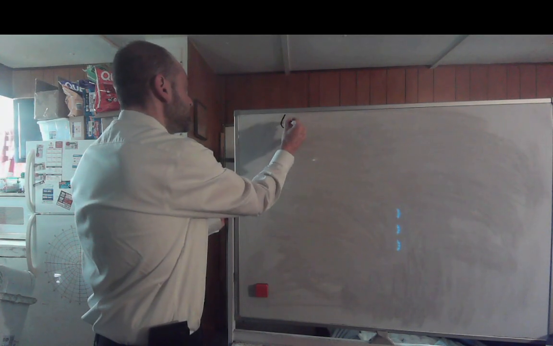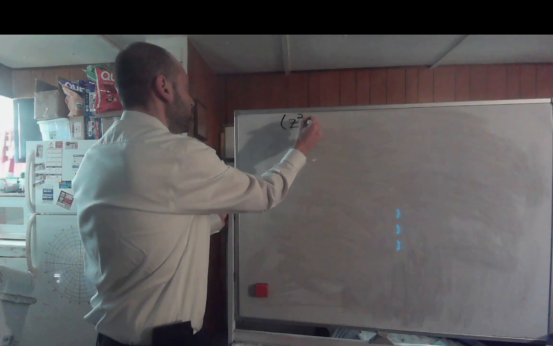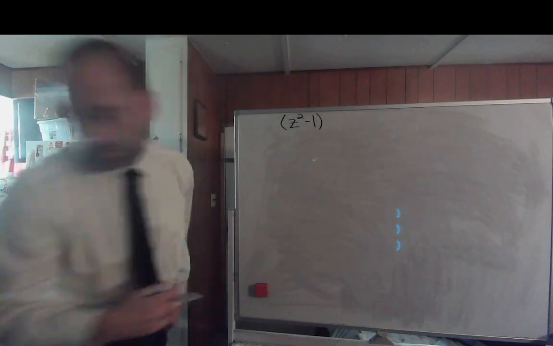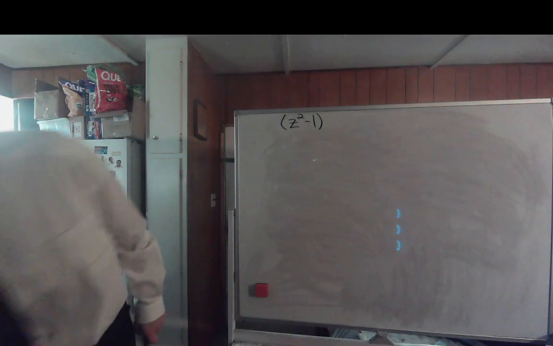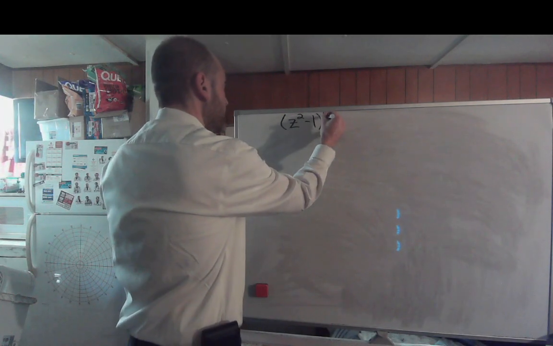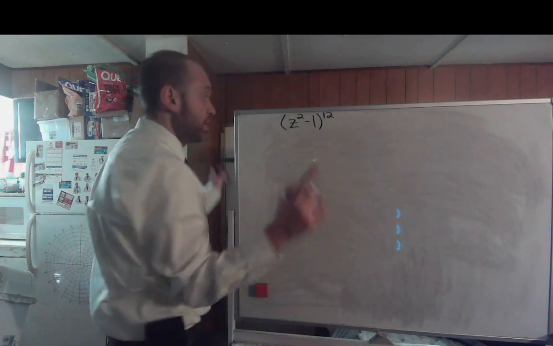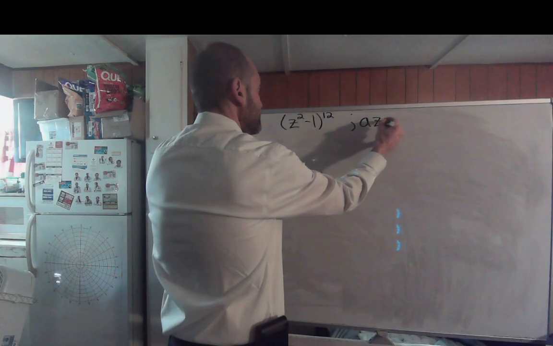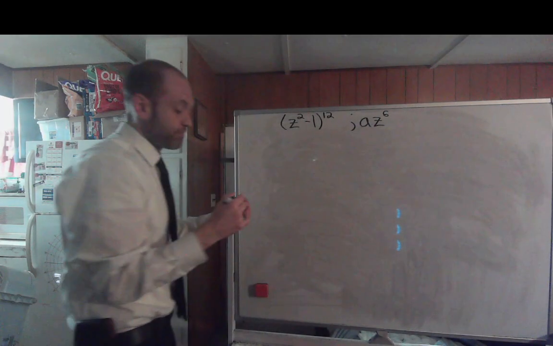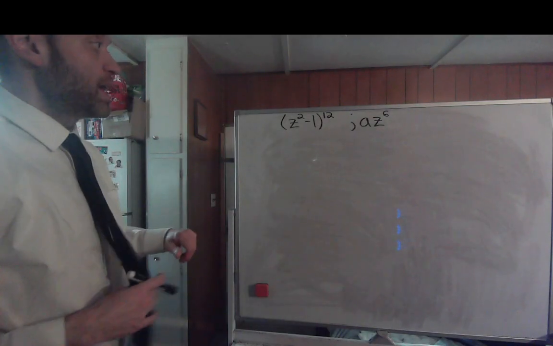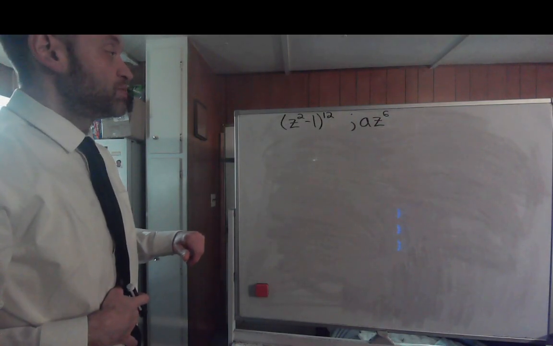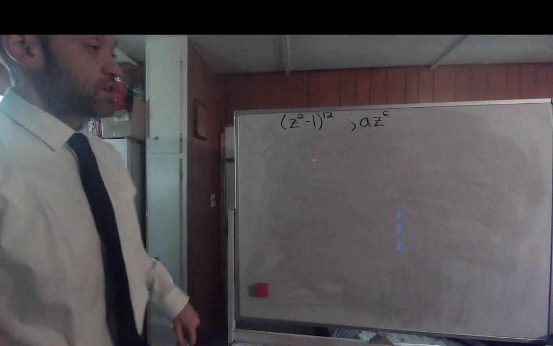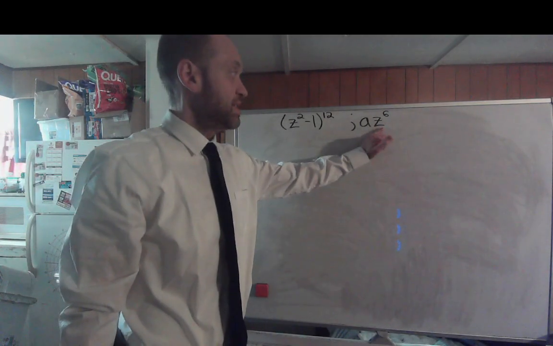Okay, so we're going to take z squared minus 1 raised to the 12th power. They want us to find the coefficient on the a z to the 6th term. Alright, so they want us to find the coefficient of that z to the 6th term.